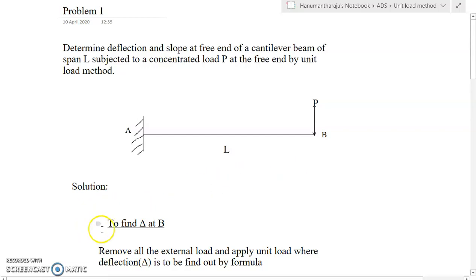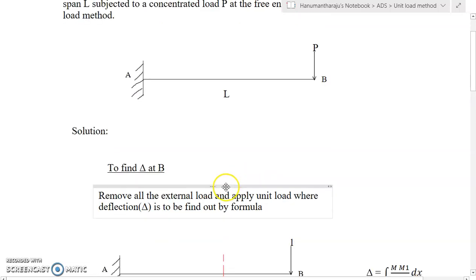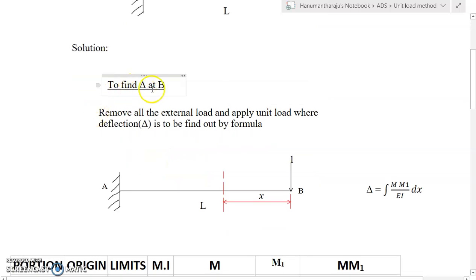To find the deflection at the free end, that is at B, by unit load method, you need to remove the external loads and you need to apply the unit load wherever the deflection is required. Here, to find deflection at B, you need to remove all the external loads. Load P is removed. Now, at point B, a unit load is applied at the free end, since the deflection is required at this free end.